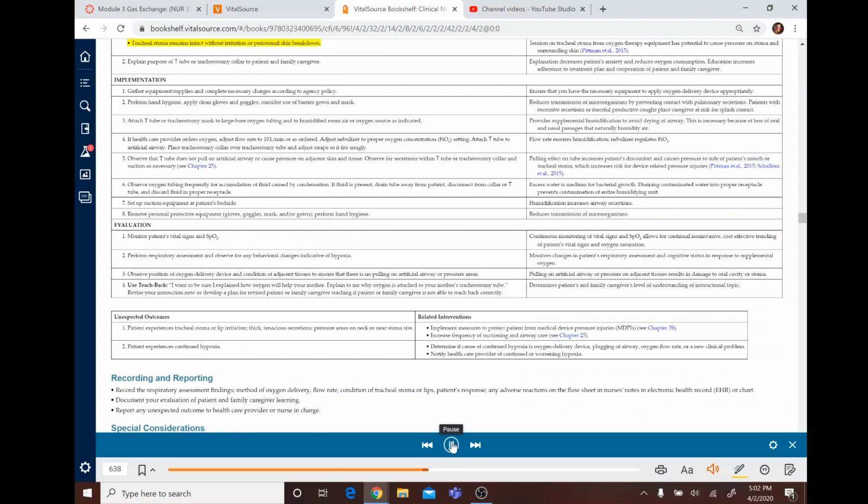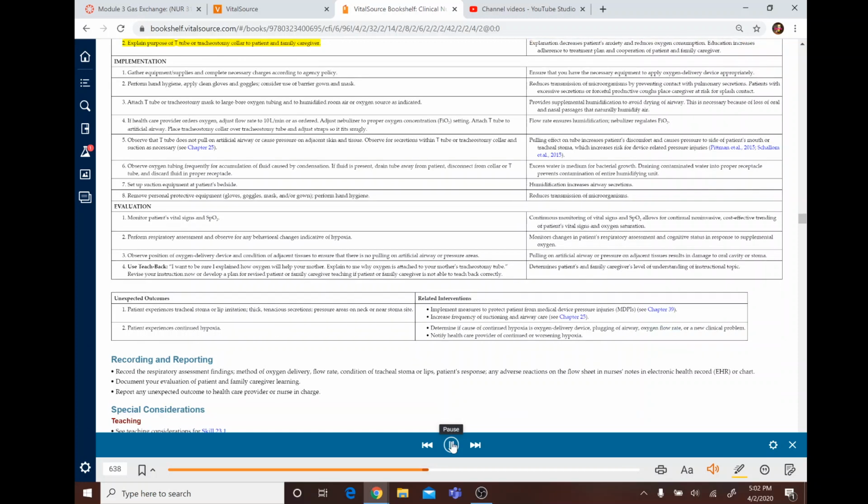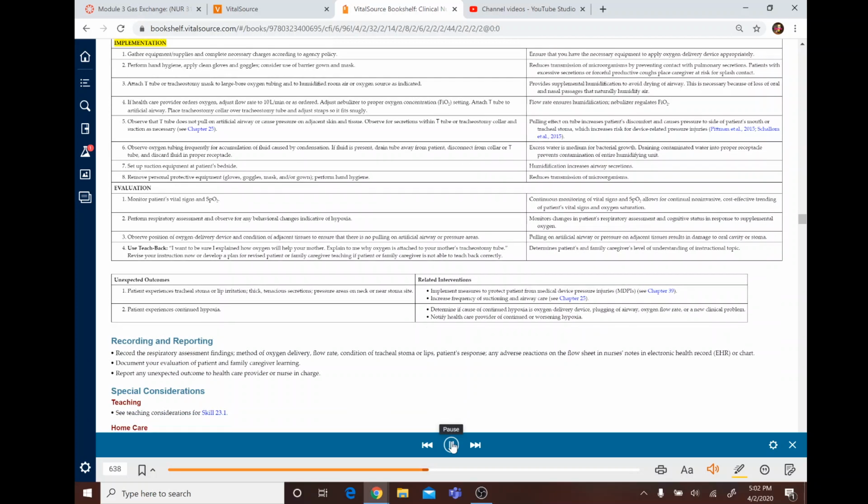Tracheal stoma remains intact without irritation or peristomal skin breakdown. Tension on tracheal stoma from oxygen therapy equipment has potential to cause pressure on stoma and surrounding skin. Pittman et al., 2015. To explain purpose of T-tube or tracheostomy collar to patient and family caregiver. Explanation decreases patient's anxiety and reduces oxygen consumption. Education increases adherence to treatment plan and cooperation of patient and family caregiver.